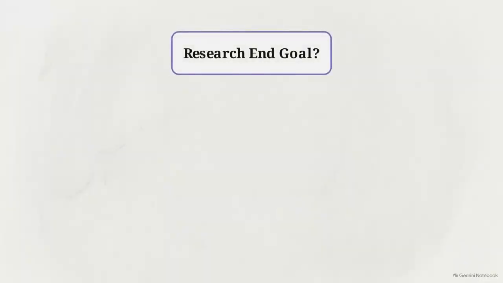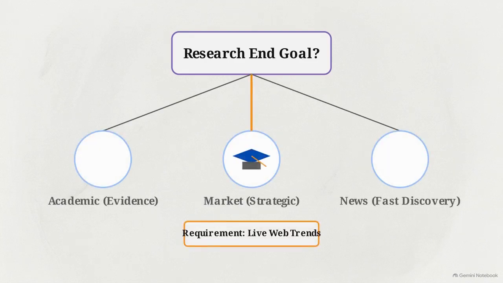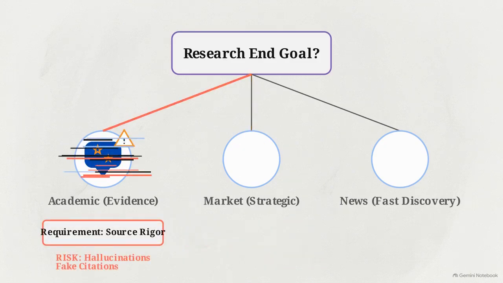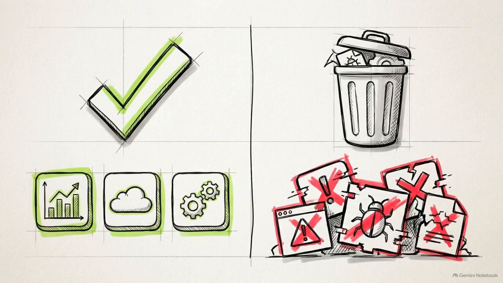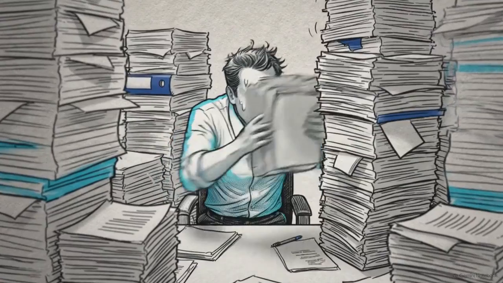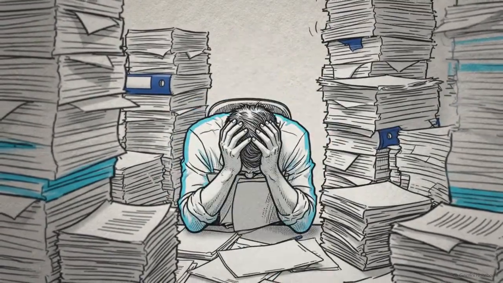The core dilemma is matching AI architecture to your goal. On the market strategy path, using an academic tool misses live web trends. On the academic path, broad synthesis tools create hallucinations that ruin your credibility. By the end of this video, you will know exactly which specific tools belong in your personal stack and which ones are wasting your time. Choosing the wrong engine forces you to spend hours manually verifying data, defeating the entire purpose of automating the research.